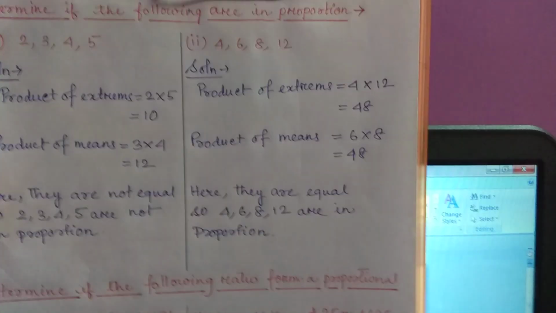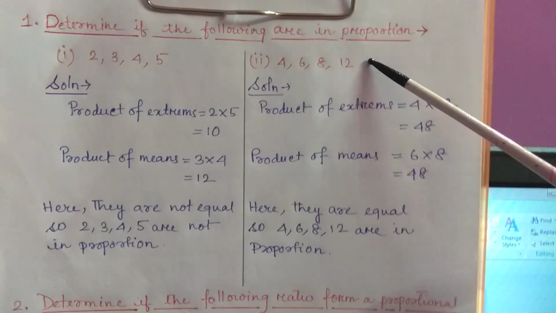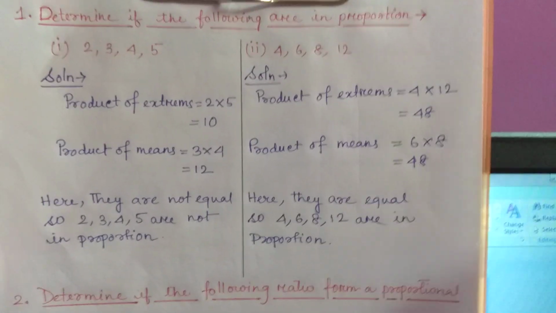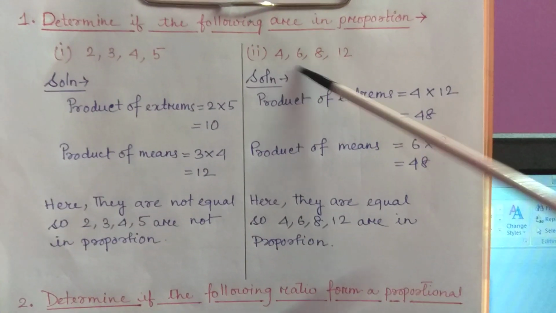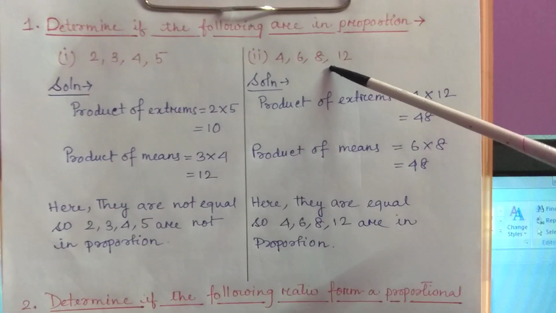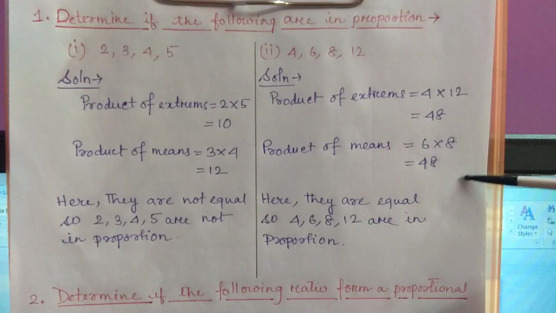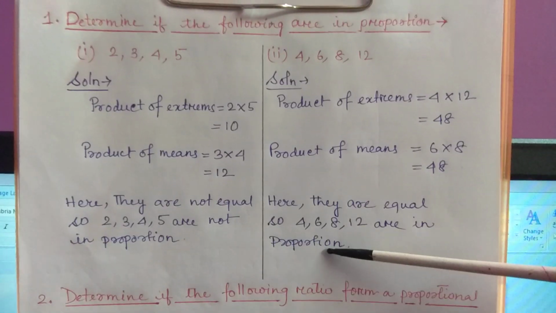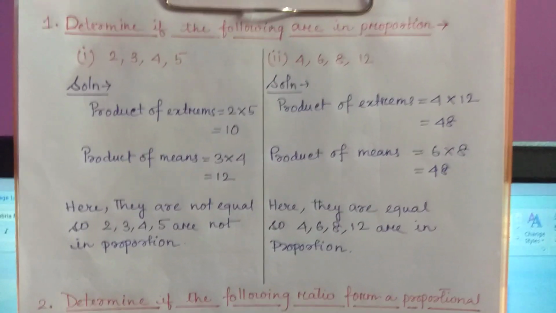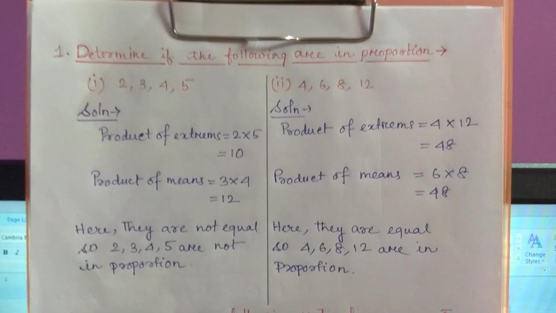Now go to the next example. Here 4, 6, 8 and 12. Again we will do it with product of extremes and product of means. Product of extremes, 4 into 12, that is 48, and product of means, 6 into 8, 48. Here both the results are the same, so the given numbers are in proportion. So in this way we can determine whether four numbers are in proportion or not.